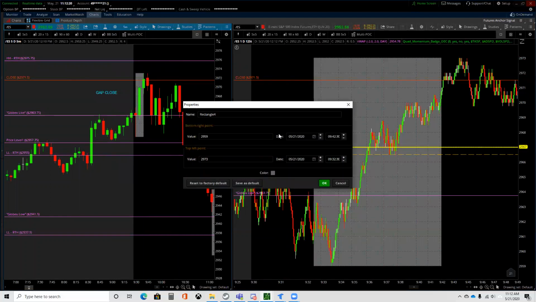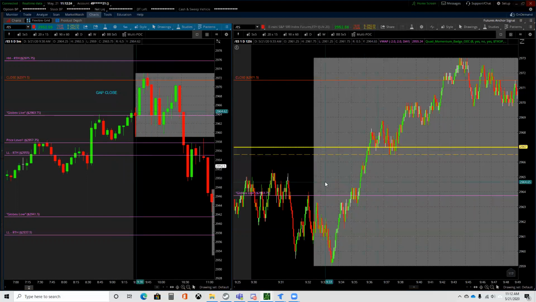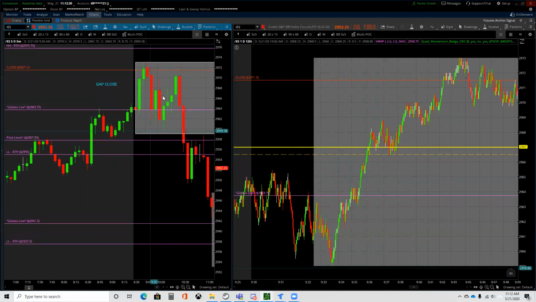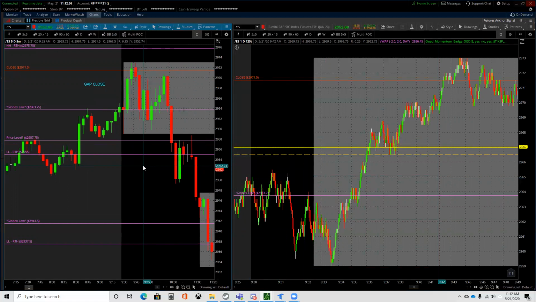Now, that was a gap fade. It didn't immediately close the gap, which is what threw a lot of people off this morning. Trading the gap takes a lot of skill and a lot of practice. Months of education goes into trading the gap. So if you can't trade it or you just don't see the opportunity, don't worry about it. It doesn't have to be traded.